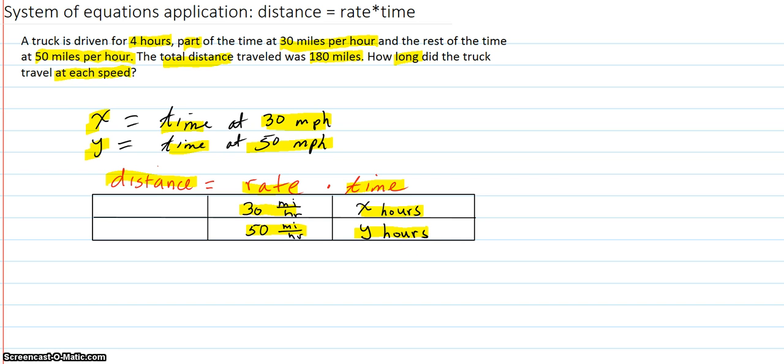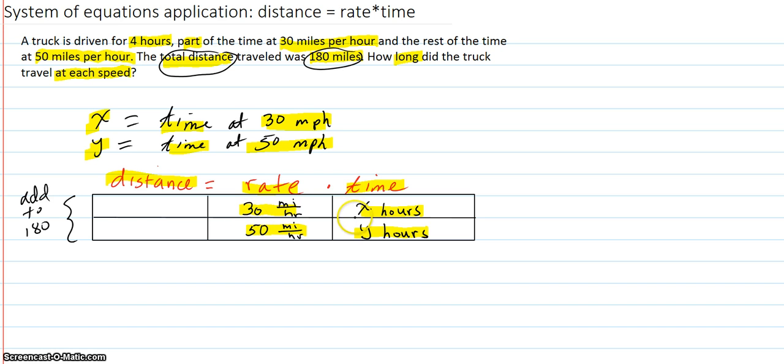Now, there's different ways you can use this chart. You see if any distances are given. Only the total distance on the entire trip is given. So these two add up to 180. So when that happens, when you don't know the individual distance numbers to put here, you just multiply across.